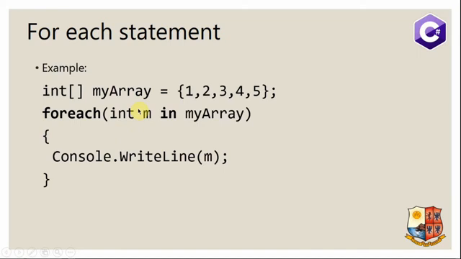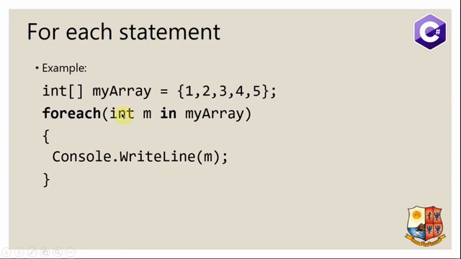Data type and variable name. What type of data are you storing in this collection? I'm storing int. So I just told int and a temporary value: int m in my array, Console.WriteLine m. That's all. So I'll just tell you a replacement of this code.